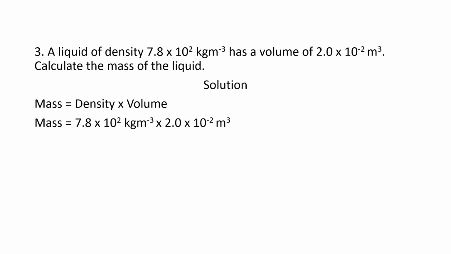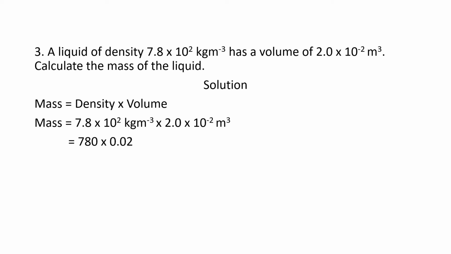Density was given as 7.8 times 10 to the power 2. Then the volume is 2.0 times 10 to the power negative 2. We change from the standard form to either a whole number or a decimal. So for the density, changing it to a whole number, then 7.8 times 100. 10 to the power 2 is 100. It's 10 times 10, so you get 100. So 780 times, then 2.0 times 10 to the power negative 2.